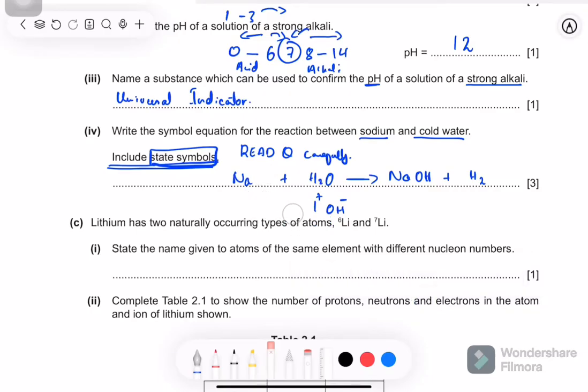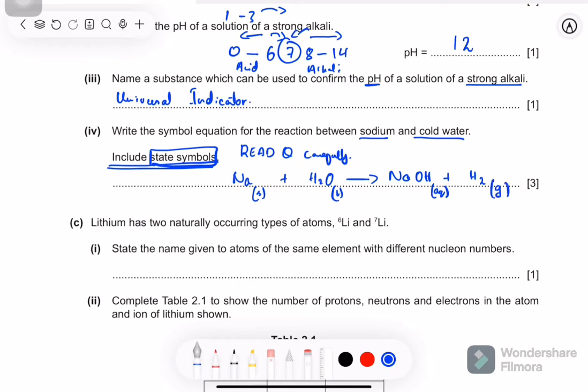You just need to remember the equation. Now the state symbols are: sodium is a metal, you know metals are solids, water is a liquid, NaOH is aqueous, meaning it is soluble in water, and H2 is a gas.